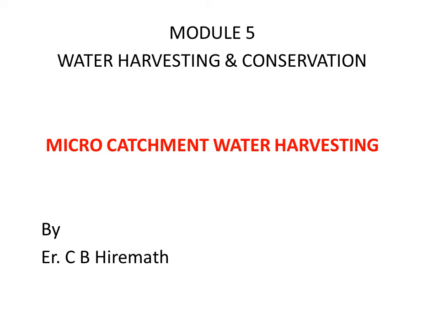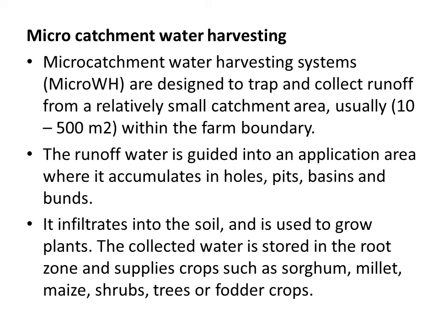Yesterday we have seen different techniques of water harvesting and conservation. Today we will go through micro catchment water harvesting. Micro catchment water harvesting systems are designed to trap and collect runoff from a relatively small catchment area, usually 10 to 500 meters square within the farm boundary. So the area which is collected from a small area of 10 to 500 meters square is called a micro catchment.